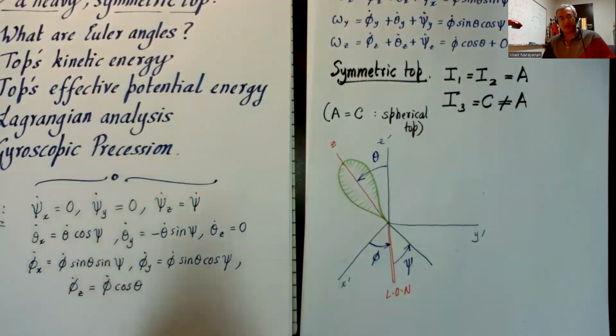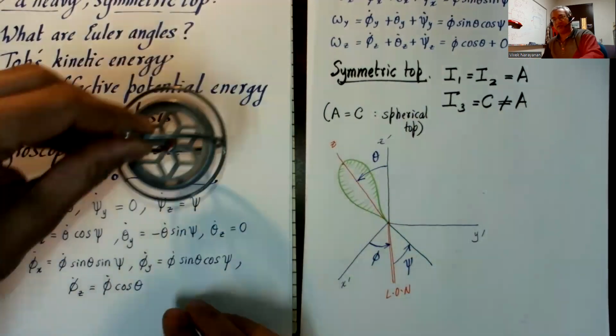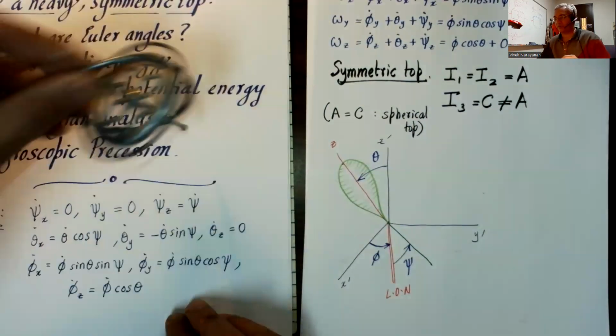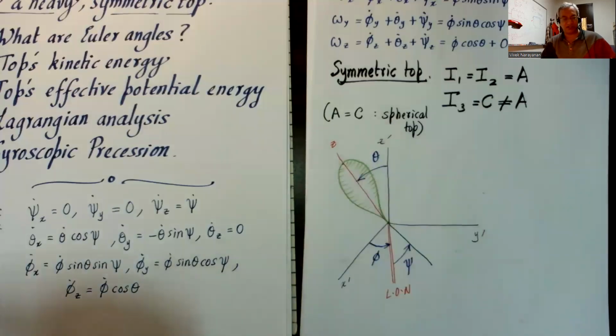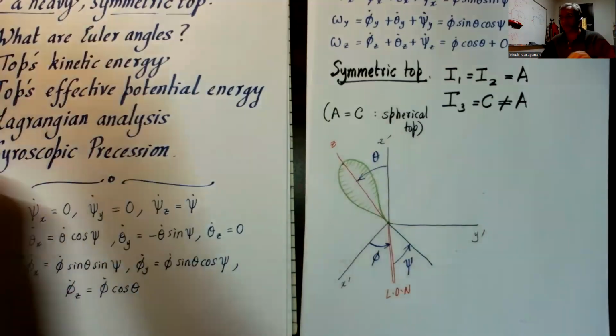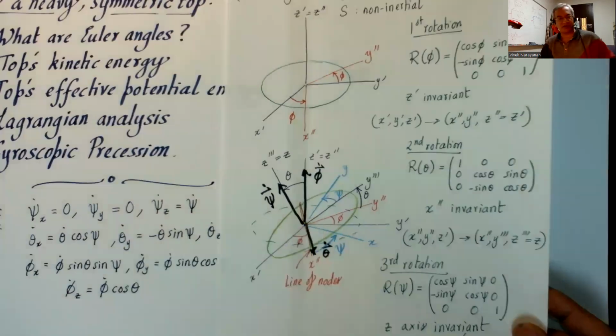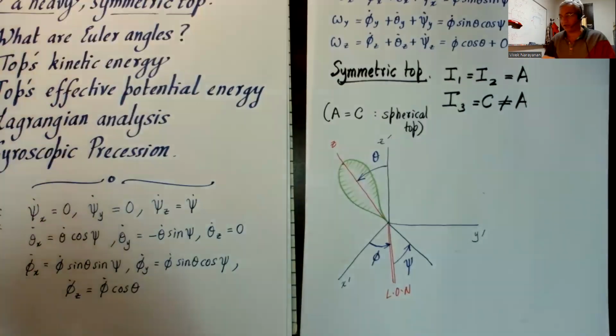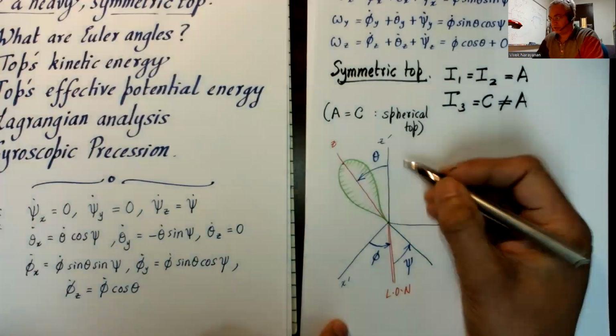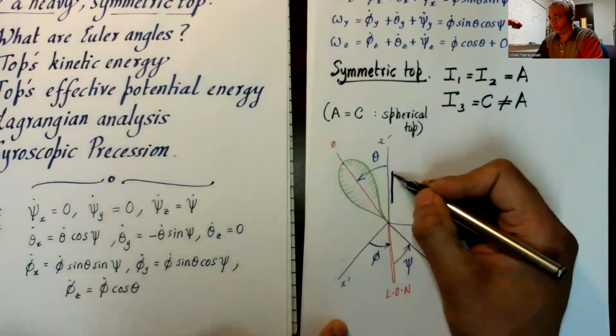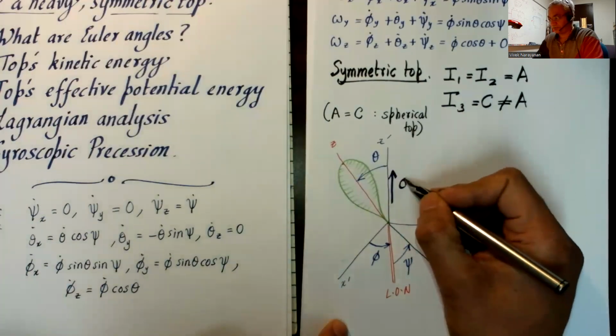The precessional angular velocity, remember the top went around like this. So the precessional angular velocity is going to be this angular velocity, which you will notice is none other than phi dot. So phi dot will be the focus of all our attention for the rest of this video.